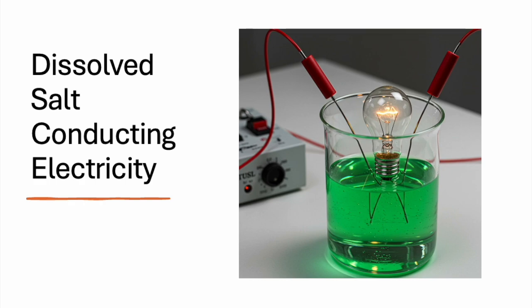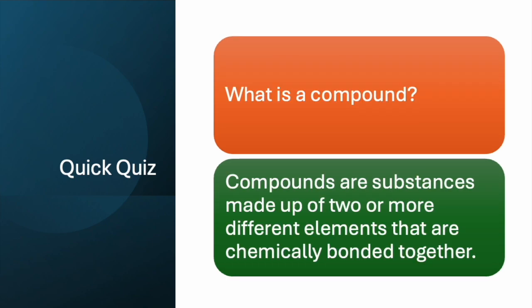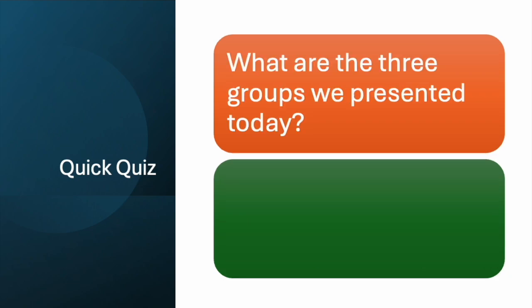Now, let's do a quick quiz to see what you've learned. What is a compound? Remember, compounds are substances made up of two or more different elements that are chemically bonded together. What are the three groups of compounds we talked about today? Acids, bases, and salts.